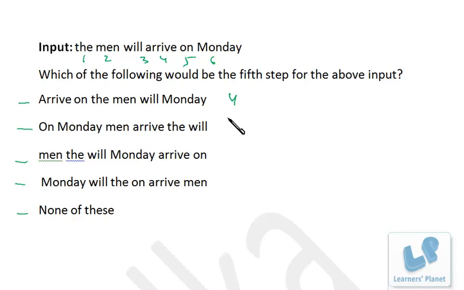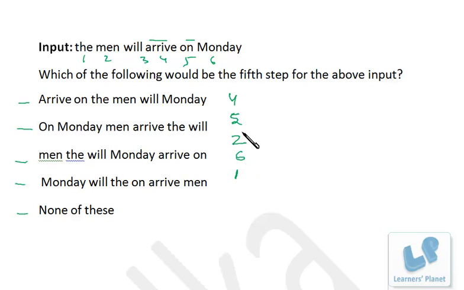So in the first step, arrive will come at the first place. In the second step, after arrive, O should come at the first place. Then in the third step, after O, no other words are there which are starting from the vowels. So it comes a turn of consonants, and among consonants, men and Monday, we have to choose. Men will come first in dictionary order. So this is the fourth step. After men and Monday, we are left with the and will. So according to dictionary order, the should come.